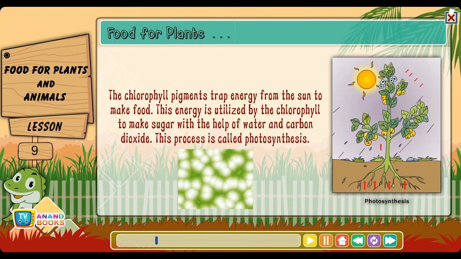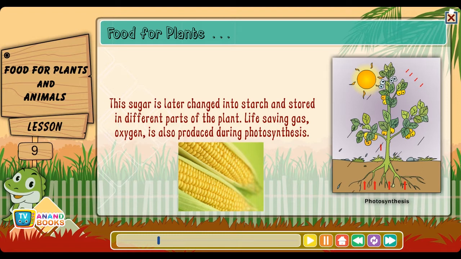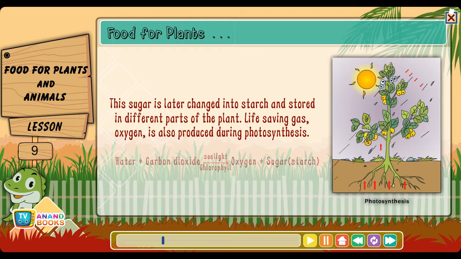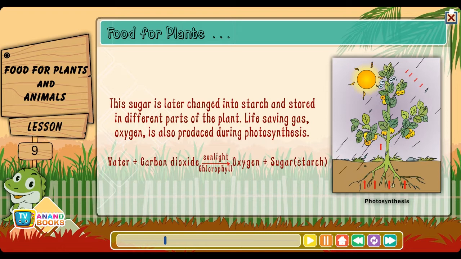This process is called photosynthesis. This sugar is later changed into starch and stored in different parts of the plant. Life-saving gas, oxygen, is also produced during photosynthesis. Water plus carbon dioxide, in the presence of sunlight and chlorophyll, gives oxygen plus sugar, starch.